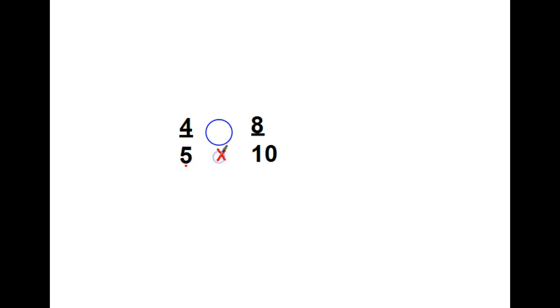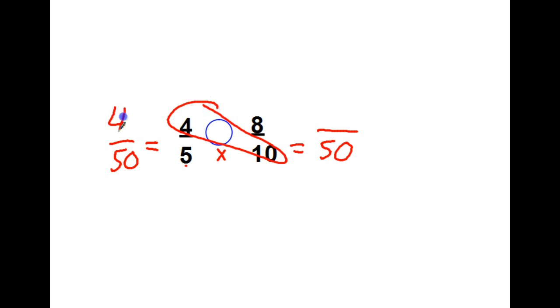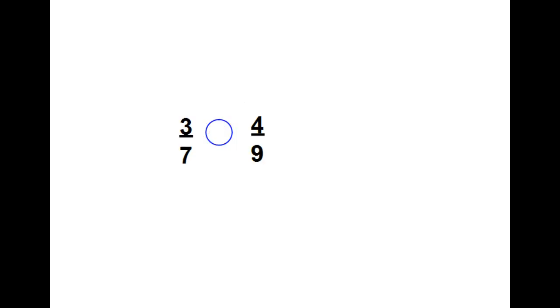5 times 10, I'm getting a 50. And people go, that's a really big denominator. Doesn't matter, because once we get them the same, we don't care what they are so much. 4 times 10, 40. 8 times 5, 40. So these two fractions are equal. Here's one for you. Try it out. Stop the video, and then turn it back on to check your answer out.